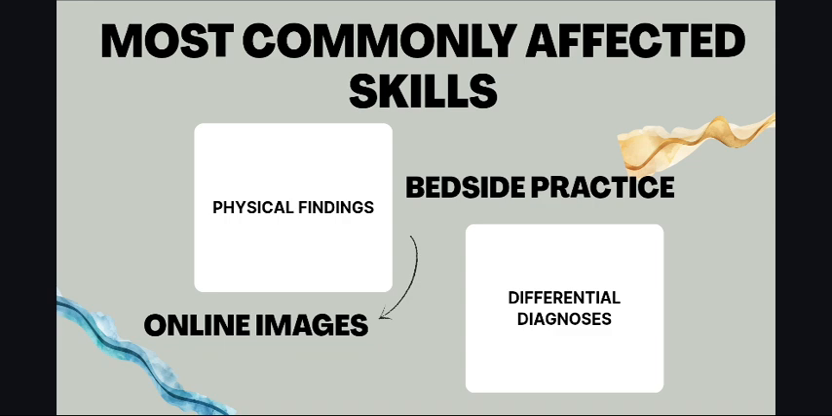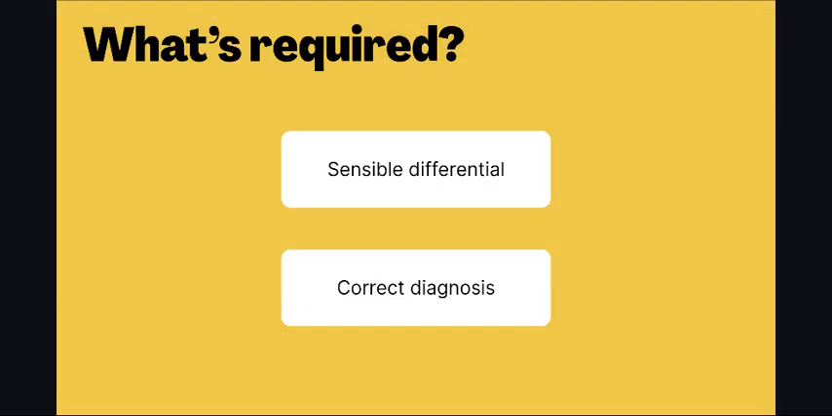The differential diagnosis skill, though, requires practice, and before we practice, we need to know what is actually required and how to structure our thinking according to that. The exam requires us to formulate a sensible differential and mention the correct diagnosis as well. We will discuss with specific examples how we can improve and structure our thinking according to what is required in the exam. Let's start with the first case.